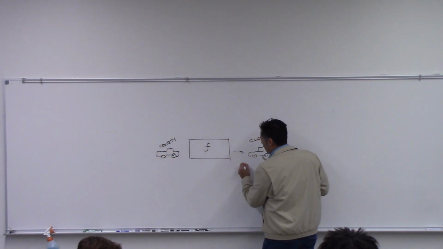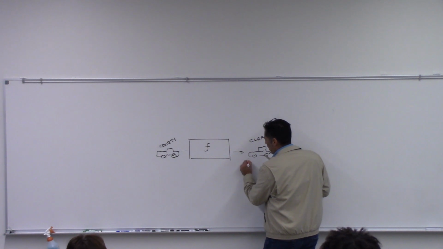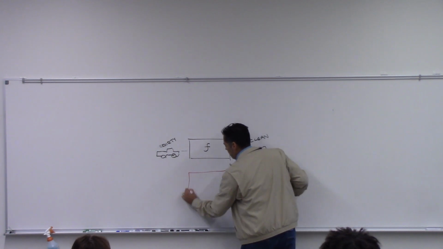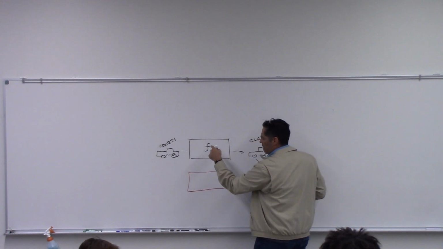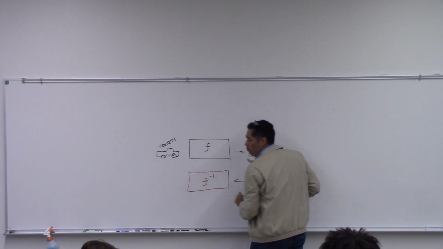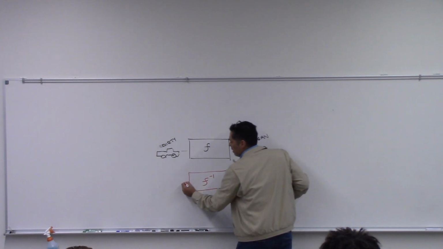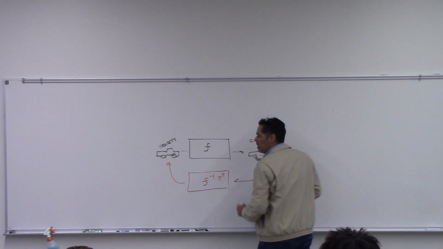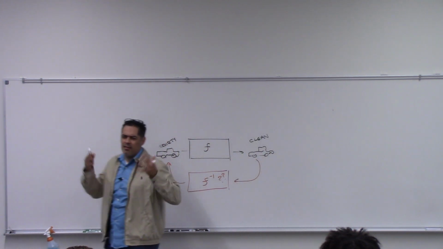Is there a way now I can take this car and plug it in, take this truck and plug it into some other function, right? Which we call the inverse of this, and the notation we use is f with a -1. And the thing is, can we come back and turn it into a dirty car? Can we do that for any function? That's kind of the question.